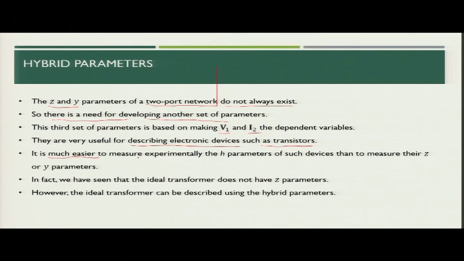Now, it is much easier to measure experimentally the H parameters of such devices than to measure their Z and Y parameters. That is why we are more interested in the H parameters calculation. If you recollect, we discussed that in case of ideal transformers we cannot create the Z parameters for that circuit, but the ideal transformer can be described using hybrid parameters.